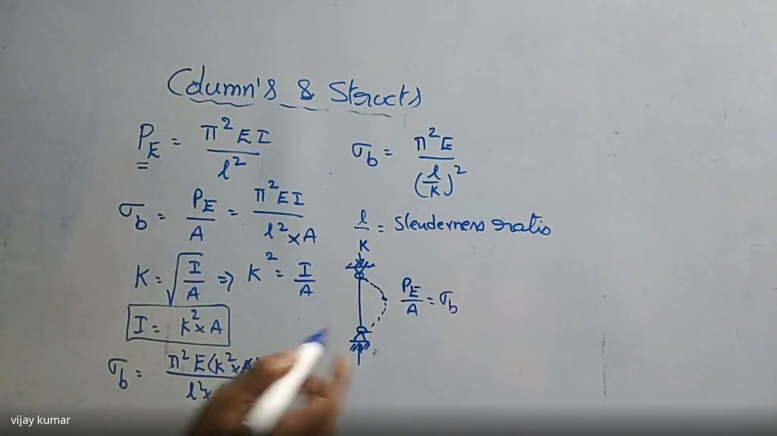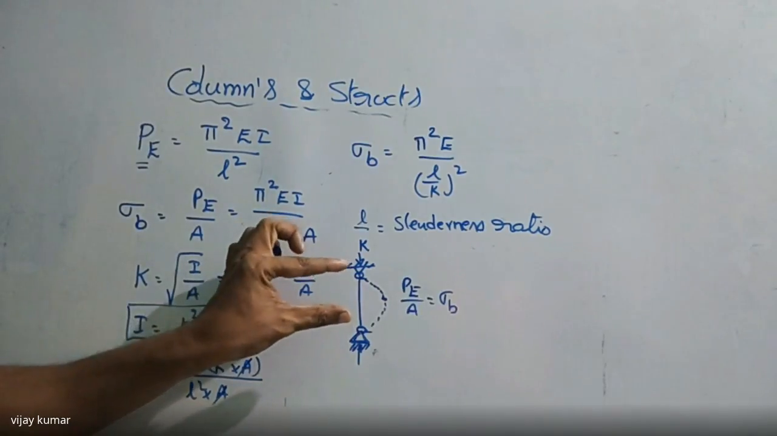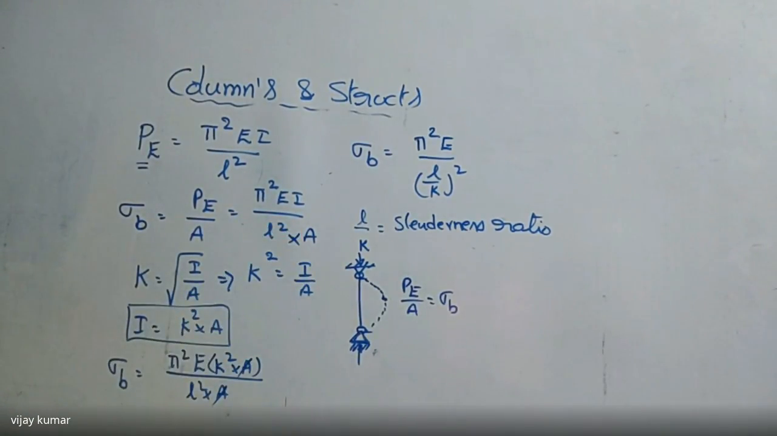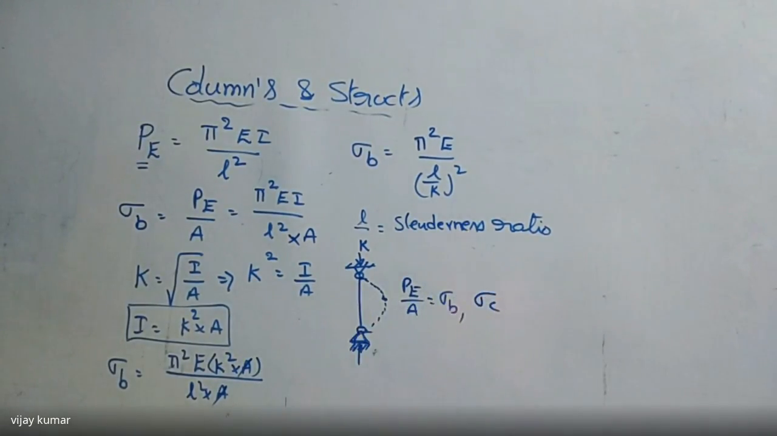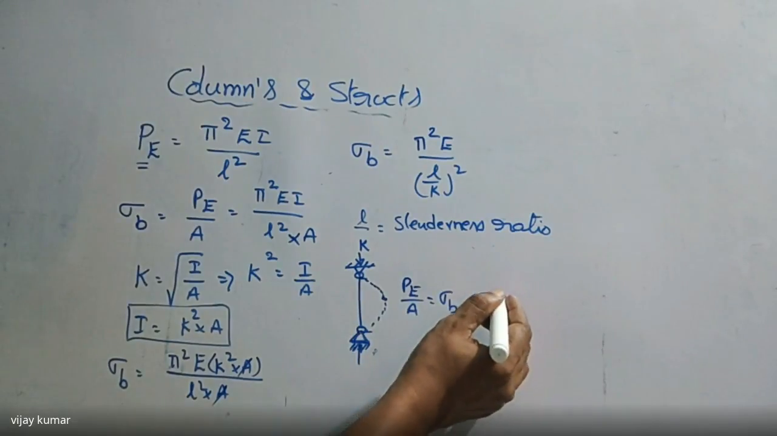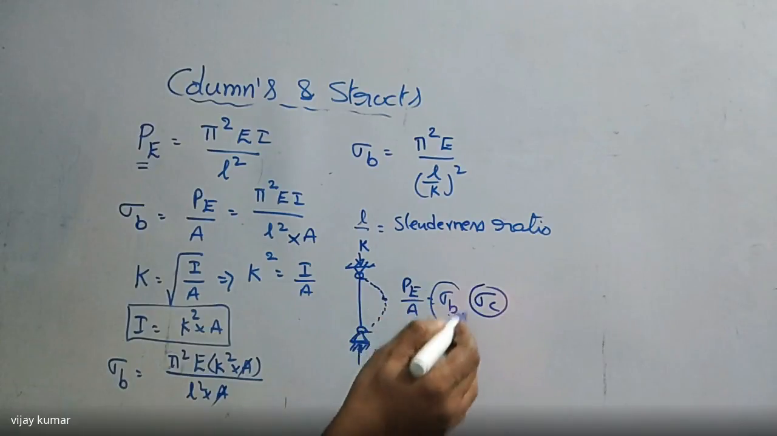If you increase the compressive load further, this column bends more and more, and after that it goes to crush. So for any column we have two types of stresses: one is bending stress, and another is crushing stress, sigma C. If you compare sigma B and sigma C, which value is more, which is less, and at which value does the column fail? Actually the crushing stress is always more than the bending stress, but failure occurs at bending.